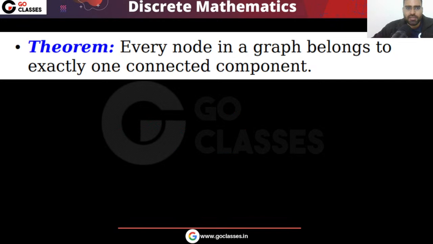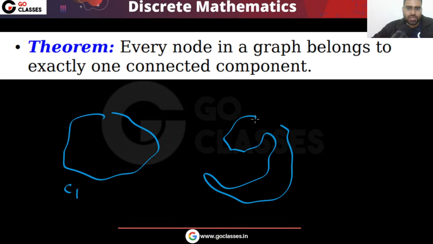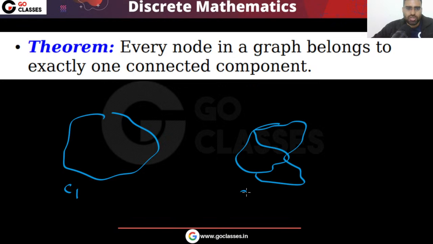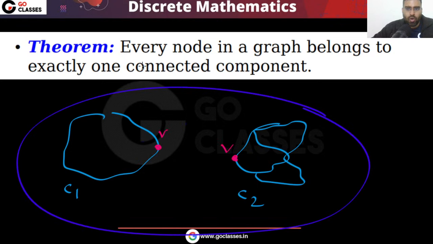Yes or no? Because, see, if this vertex belongs to two components, let's assume this is your C1, and let's assume something like this is your C2. Now let's assume V is here also, this vertex is here also. Then it simply means what? It simply means this is the component. Now this will become the component, yes or no?